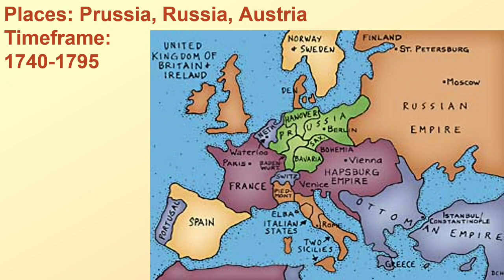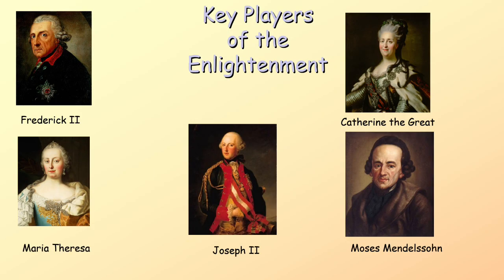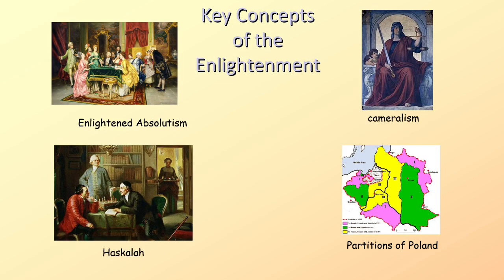And we've got my favorite map, Russia, Prussia, and Austria. And you can't see it, but Poland is kind of like somewhere in there. Key players of the Enlightenment, we've got Frederick II, Maria Theresa, Joseph II, and Catherine the Great. I guess it's four enlightened absolutists that we're going to talk about. Moses Mendelssohn is not an enlightened absolutist. He may have been enlightened, but was not an absolutist. Key concepts: enlightened absolutism, the Haskalah, the partitions of Poland, and this idea called cameralism.